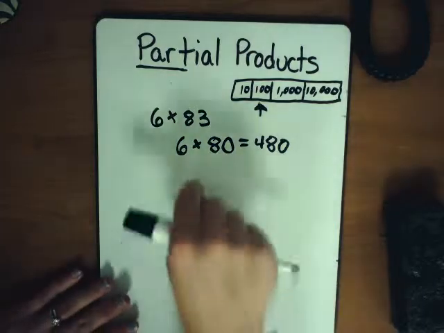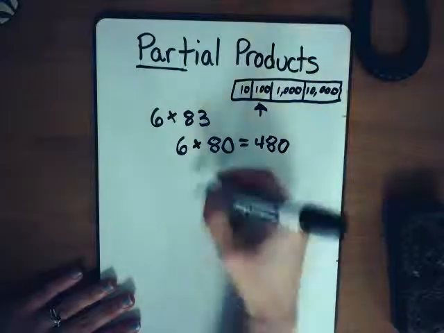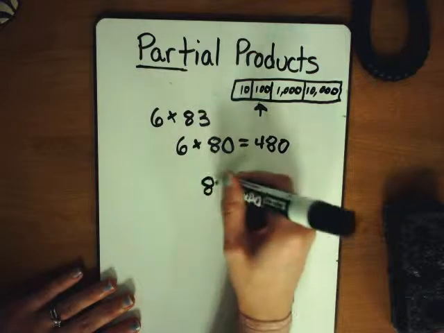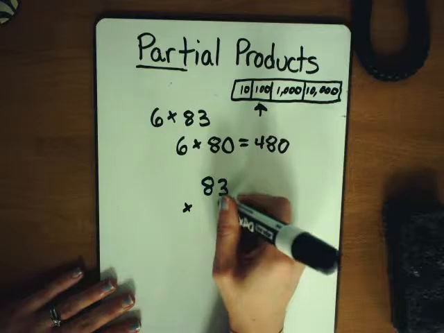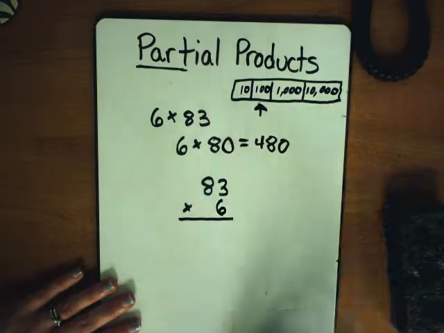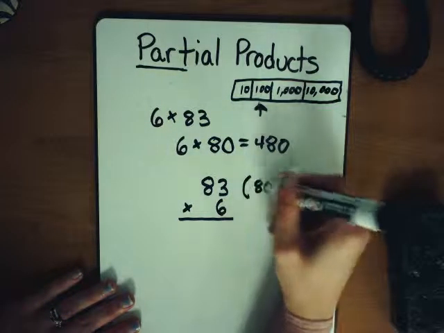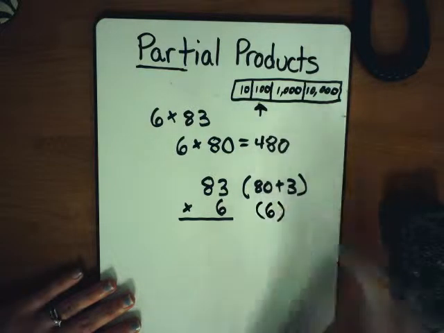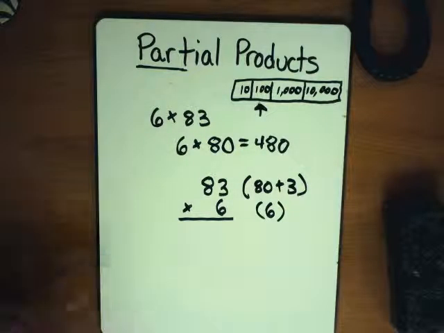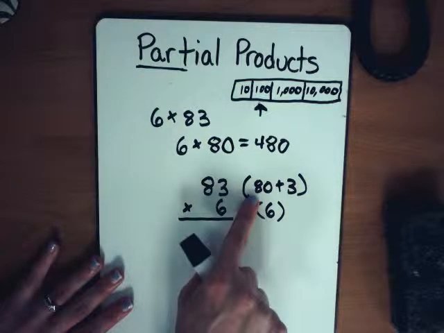So when I'm writing my numbers vertically, even though this says 6 times 83, I'm going to do 83 times 6 to keep myself a little bit more organized. So it's the same thing, just a turnaround fact. I'm going to get my teams ready. We got 80 plus 3 versus just the 6 here. Okay, so the first thing I'll do is my larger number. 6 times 80 goes first.